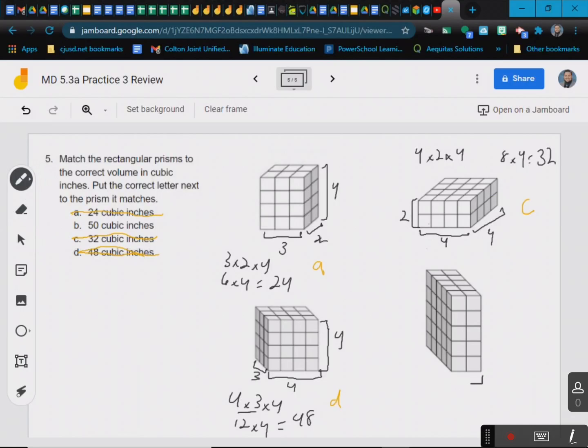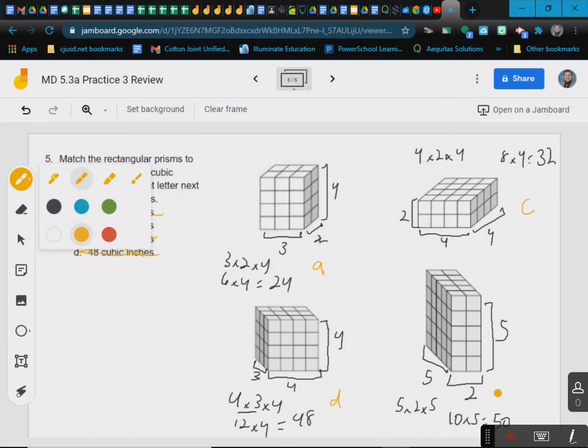Alright. 2 is here, and the width is 5, and the height is also 5. So it's going to be 5 times 2 times 5, or 10 times 5, which is 50. And that's going to be B, which is our final one.